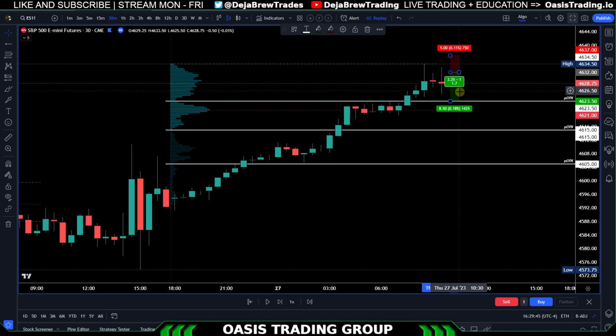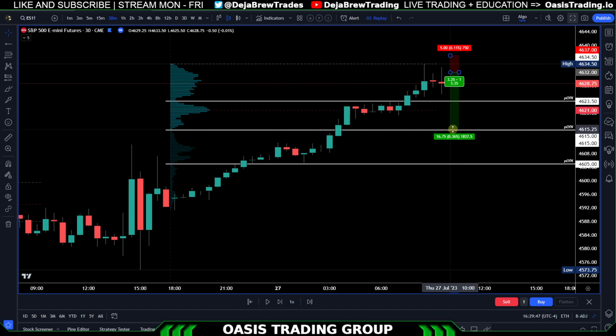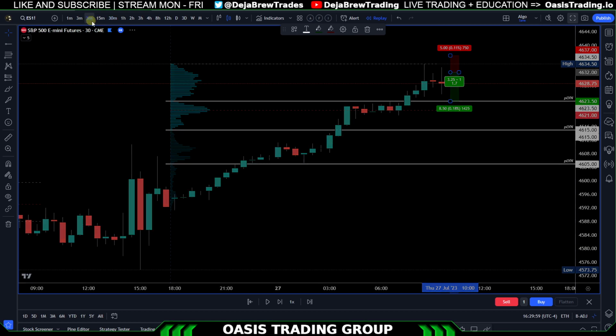That's a 1.7 risk to reward. Second target is a 3.3. Third target is a 5.3. So the answer is yes, we very clearly can get that 1.5 or higher risk to reward on this trade.